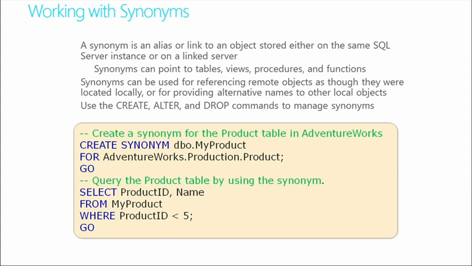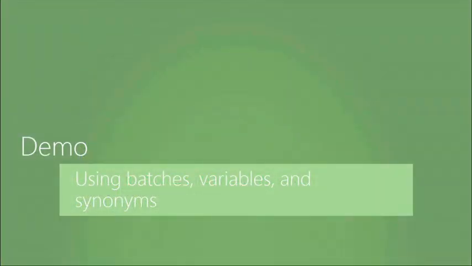So if you have lengthy names, like you would in maybe a linked server, or even some of your object names, if there are multiple part names that you're using, we can create a synonym for that, and we can use that for accessing that content. These are like any other object. We create them with the create statement, we modify them with the alter statement, and we drop them with the drop statement.